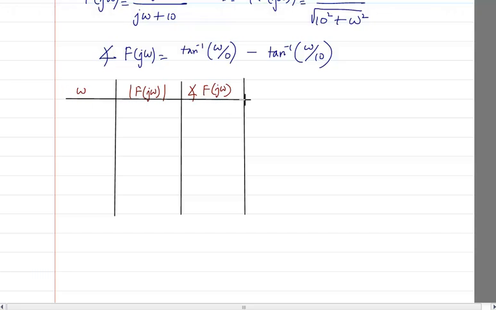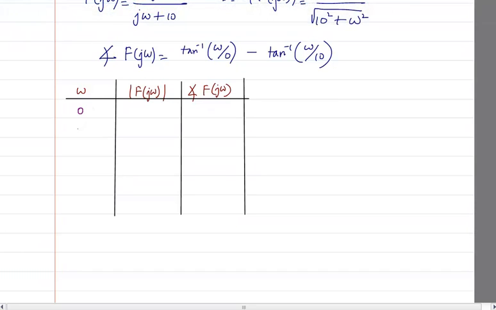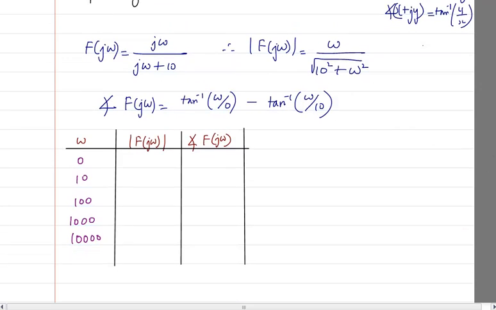So how do we plot it? People always start the plot from 0. Generally what we do is we start from 0, then we go to 10, then we go to 100, then we go to 1000, and even if we want to go up, we can go to 10 raised to power 4, which is 10,000. In each and every case I will have to substitute the value of omega in this equation and this equation to find out the magnitude.